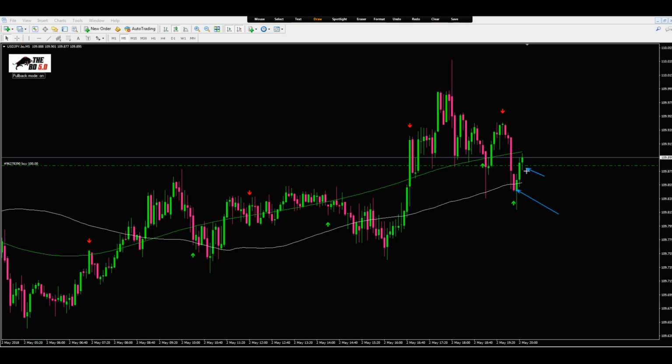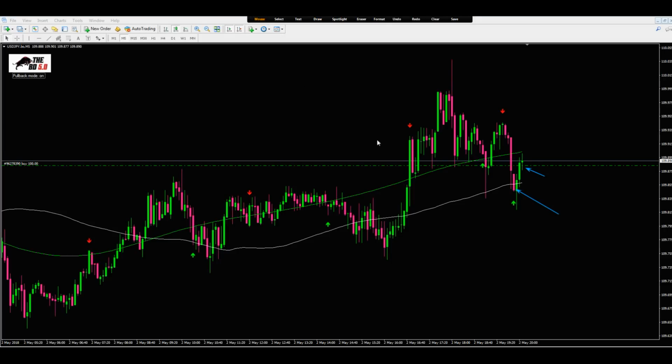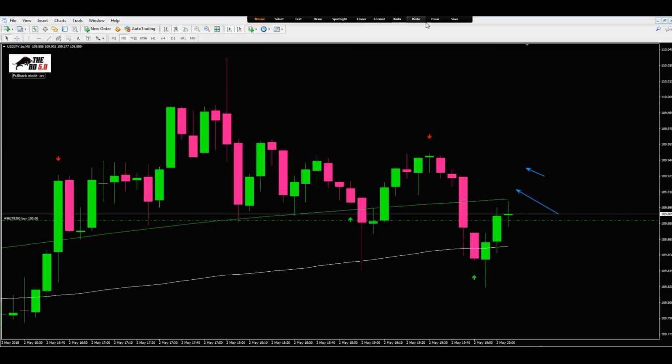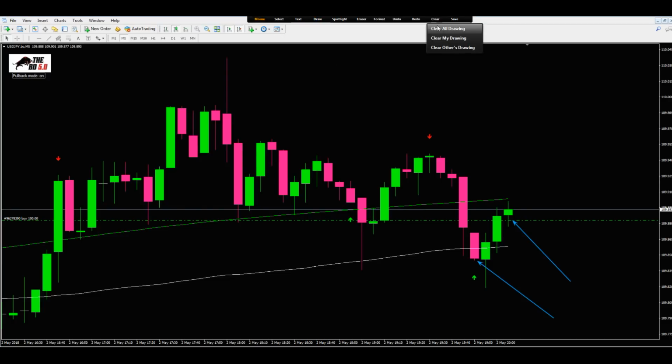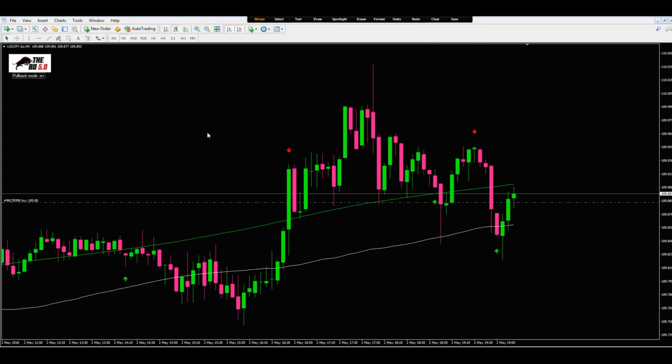Let me zoom in again and you'll be able to see it better. If we got in where that signal arrow appears, we would have had a nice winner. We actually got into this trade 15 minutes late. We got in here, so we're fighting against this. But what I like about it again is we are going with the trend. So for me, that is a nice trade.